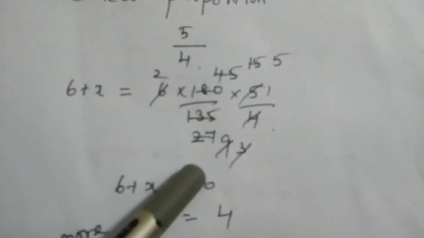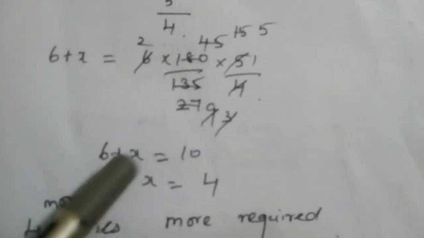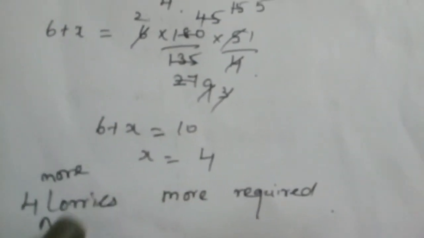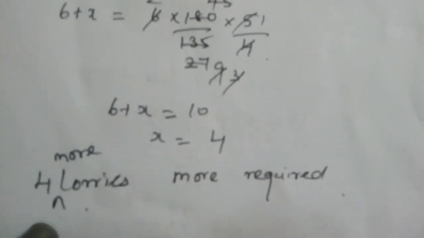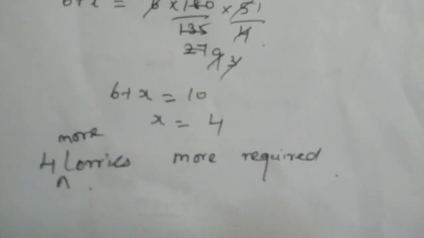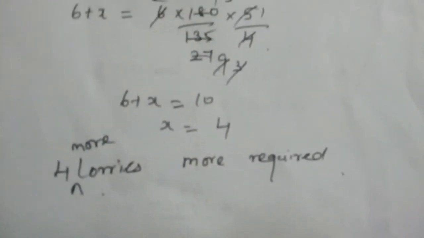By cancelling all these things, you can cancel according to yourself, you get the value 10. So 6 plus x is equal to 10. Therefore x is equal to 4. So 4 more lorries were required. Already 6 lorries were there, and along with that 4 more lorries were required. That's the completion of this sum. Okay. Thank you.